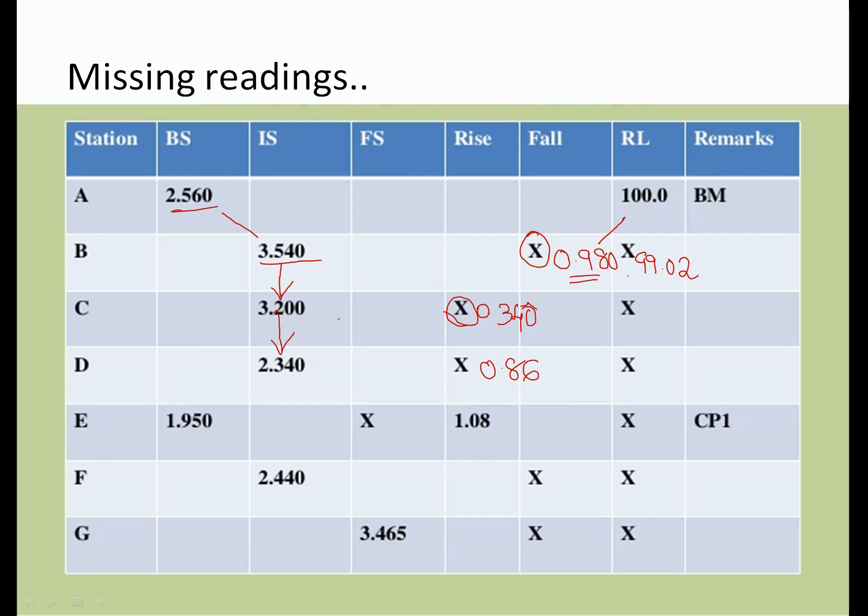Then we can find the corresponding RL values. 99.02, since it is a rise, you can add 0.34 and the RL will come as 99.36, since we are adding these two values. Again, 99.36 plus the rise will give the RL here as 100.22.